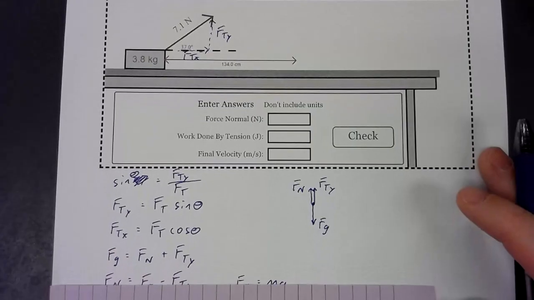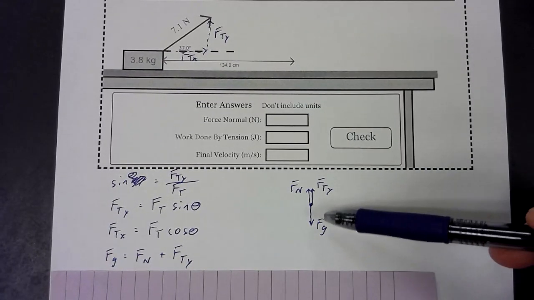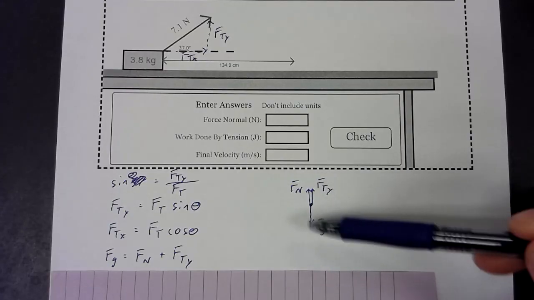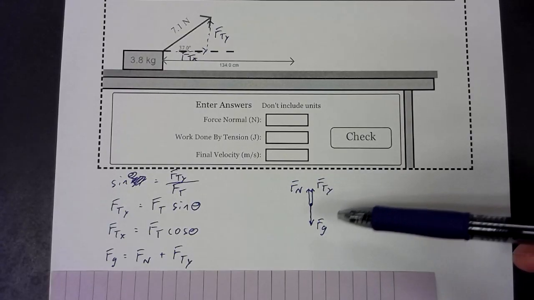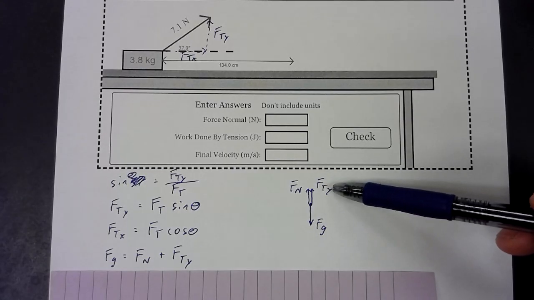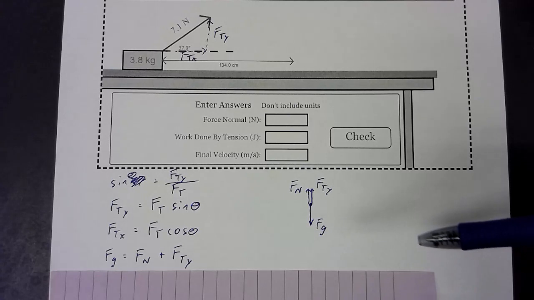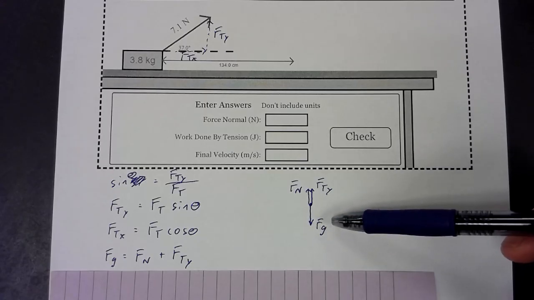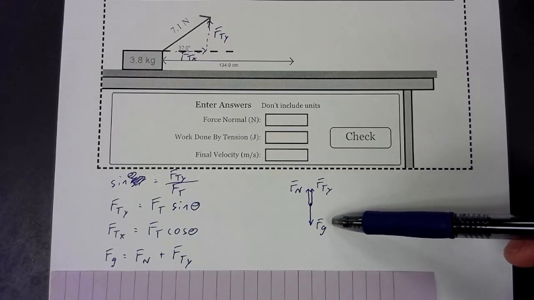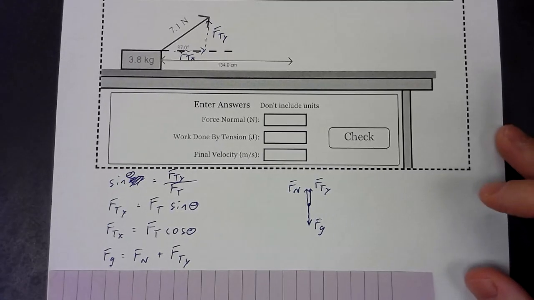So then let's think in the y direction and I made a little diagram here. In the y direction, if we add up the forces on the block, it would be force of gravity down, and then F sub Ty and normal force, the two of those added together, up. So it's balanced forces in the y. That means that we can set the forces in the downward direction equal to the upward. So that's how we get that.